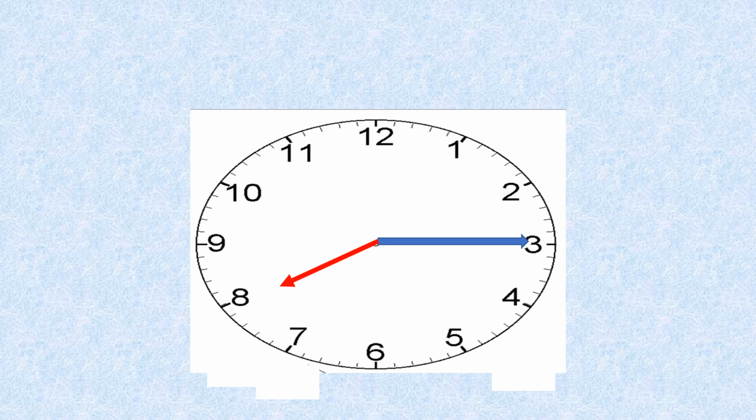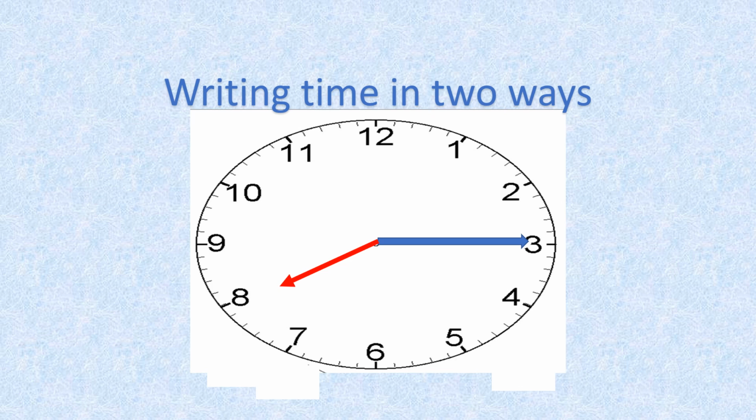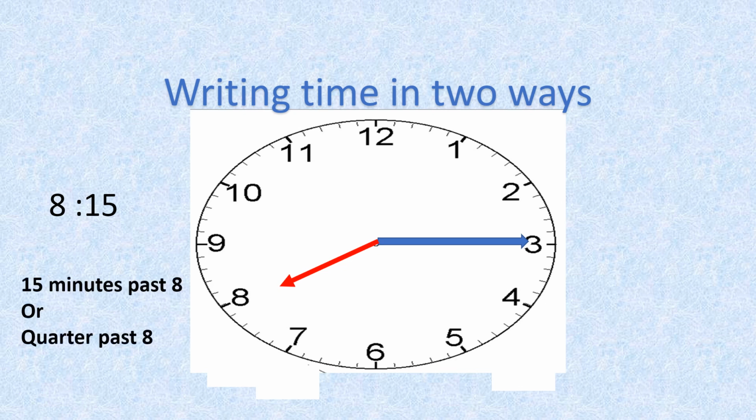Now let us learn to write the time in 2 ways. Look at this clock. The minutes hand is pointing at number 3. So 3 multiplied by 5 is 15. And the hour hand is pointing at number 8. So we can write the time as 8:15. Or we can say 15 minutes past 8.